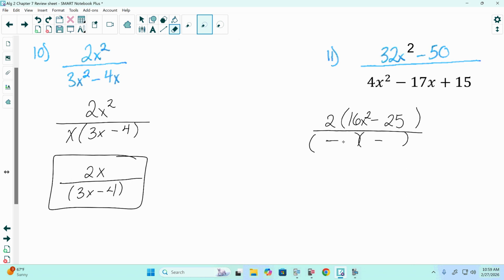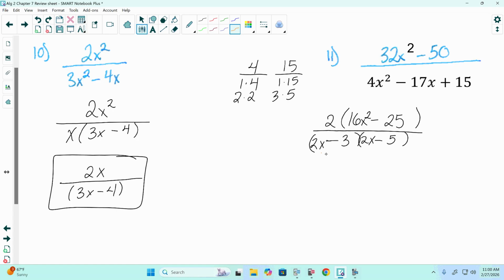Factors of the first term, 4x squared. Well, the x squared part would be x and x. Factors of 4, 1 and 4, or 2 and 2. Which one do we want to try first? 2 and 2. Factors of the third term, factors of 15. We got 1 and 15, or 3 and 5. Which one do we want to try first? 3 and 5.